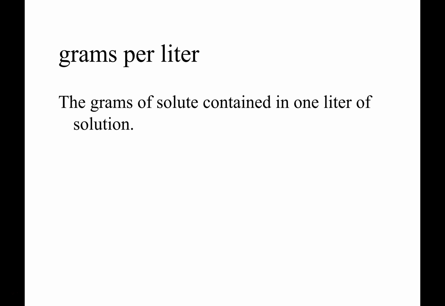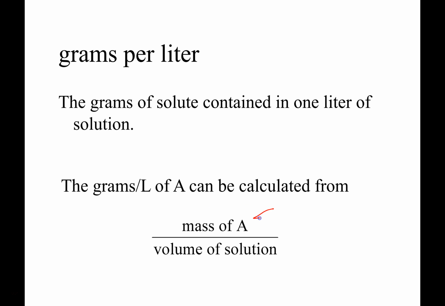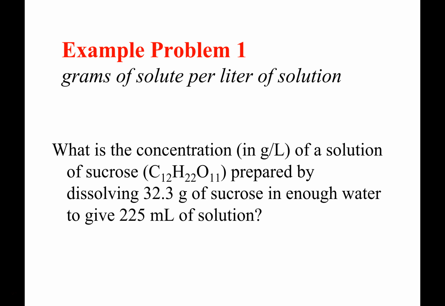So grams per liter, I think we talked about that in Chem 1. That's the grams of solute per liter of solution. What we end up doing is taking the mass of your component divided by the volume of your solution. Might not be a liter. We'll do an example here in a minute. And that will give you grams per liter.